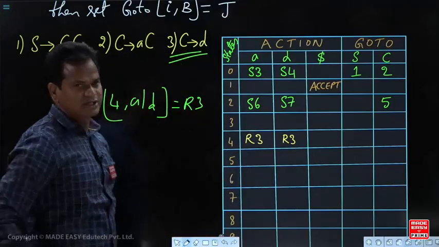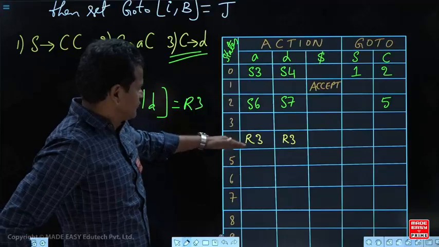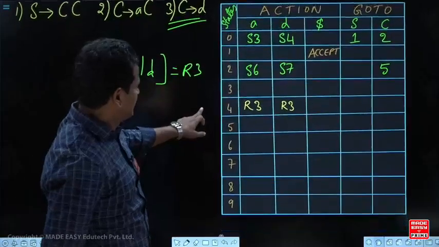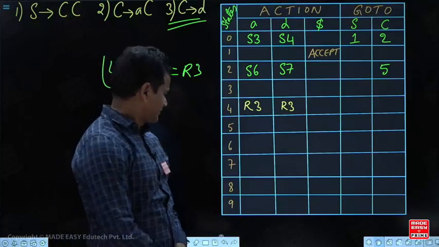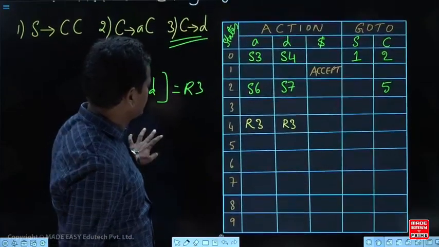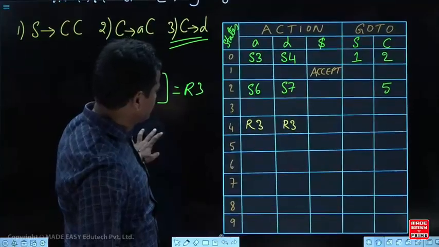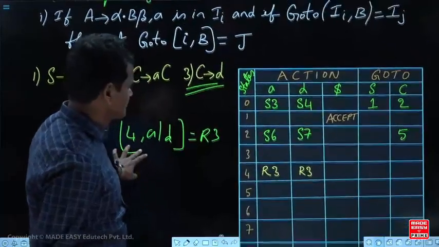Okay. Like this you continue. So I have filled I0, I1, I2, and I4. Only 5 more entries remain: 1, 2, 3, 4, 5, 6. Out of 10 states, I have done 4. So 40% I have done. You do the remaining 60%. Okay? Continue.